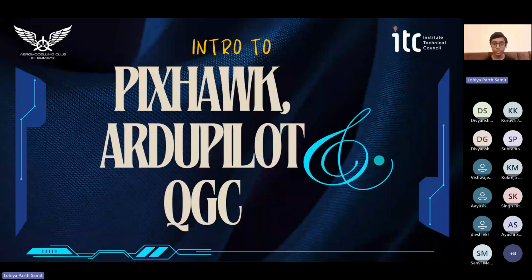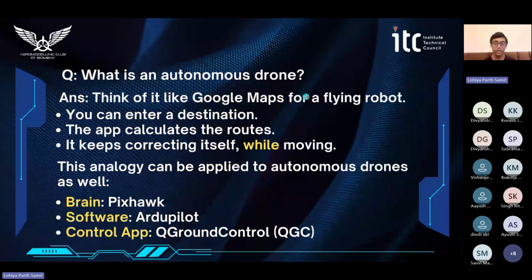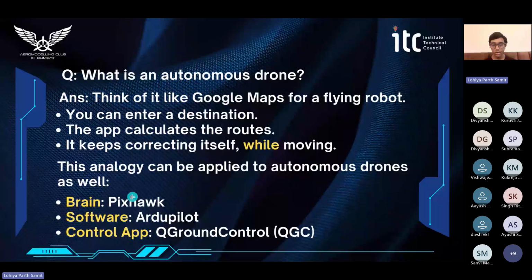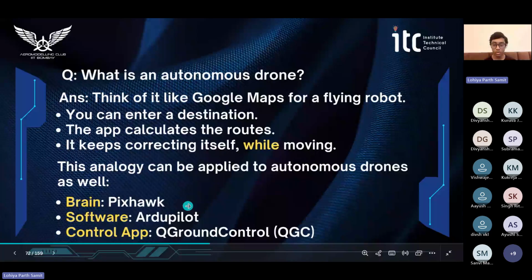So, what is an autonomous drone? We can think of an analogy of Google Maps. If you have used Google Maps, you know that you enter a destination, the app auto-calculates the best routes, and the most important part, it keeps correcting itself while moving. This analogy can also be applied to autonomous drones. How it does this is based on Pixhawk, ArduPilot, and QGC. The brain of the drone is the Pixhawk, the software of the drone is the ArduPilot, and what controls these things is the app QGroundControl, or QGC for short.